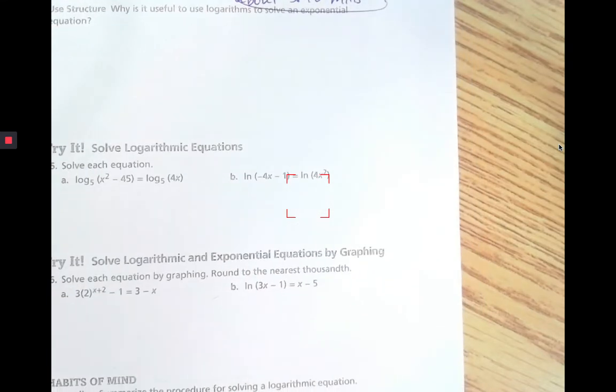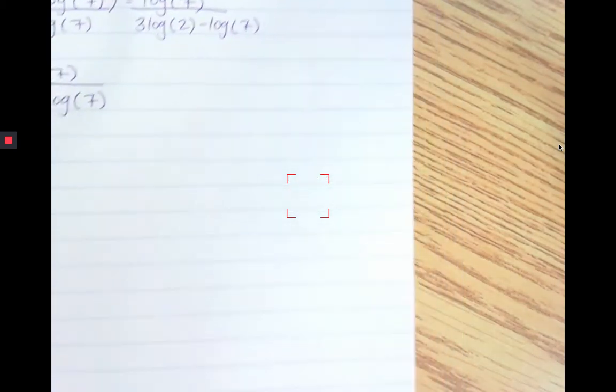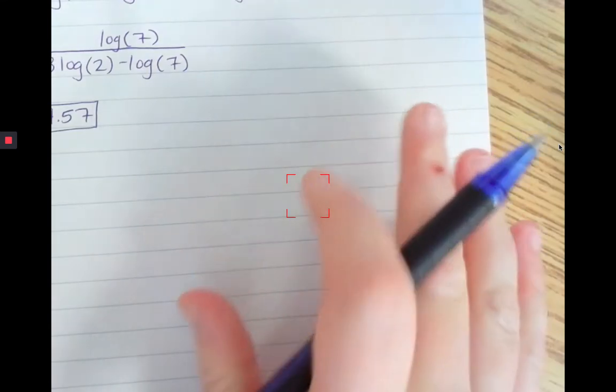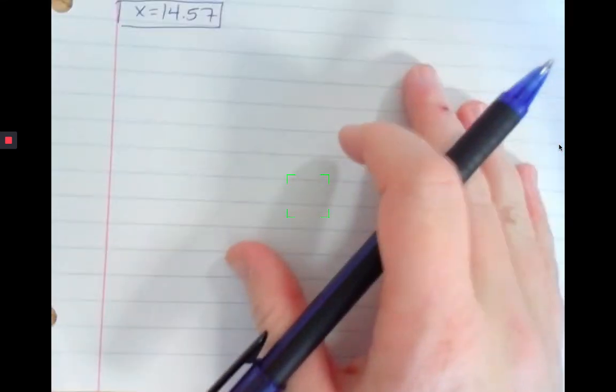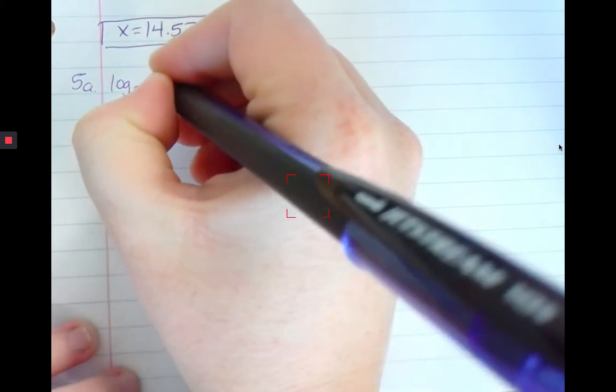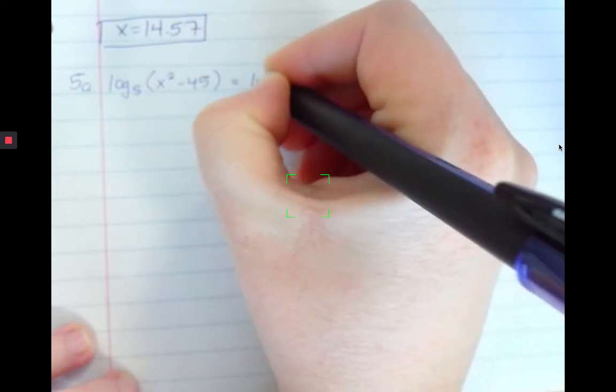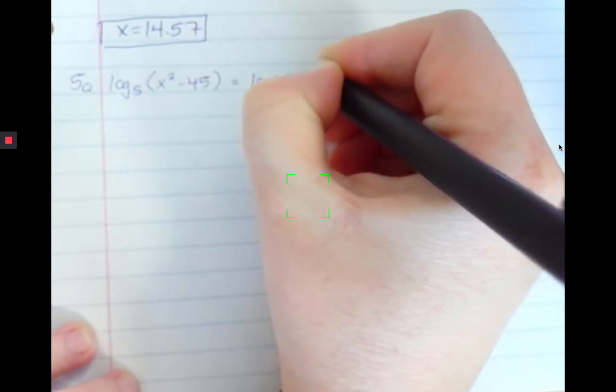All right, examples 5A and 5B. I actually wrote out on my sheet of paper here that we started on yesterday. I had you get out a sheet of paper for number 3. So I'm going to write 5A here as well. And I've got log base 5 of (x squared minus 45) is equal to log base 5 of 4x.